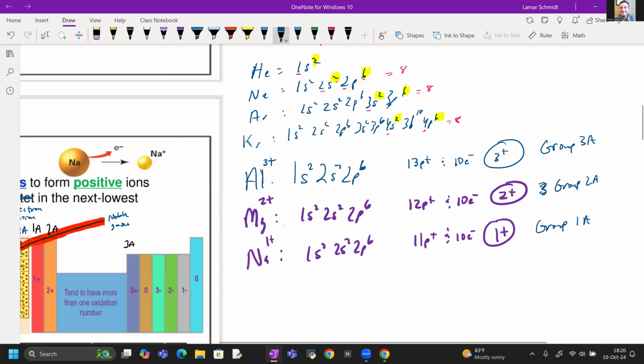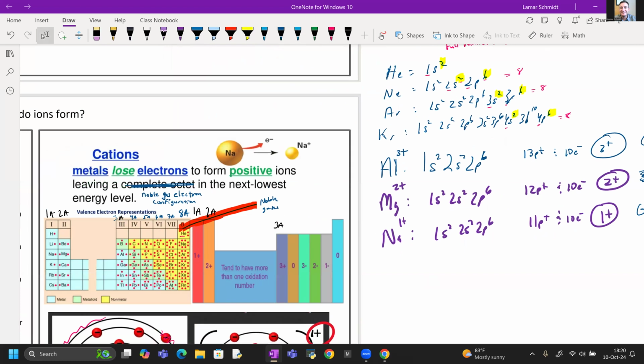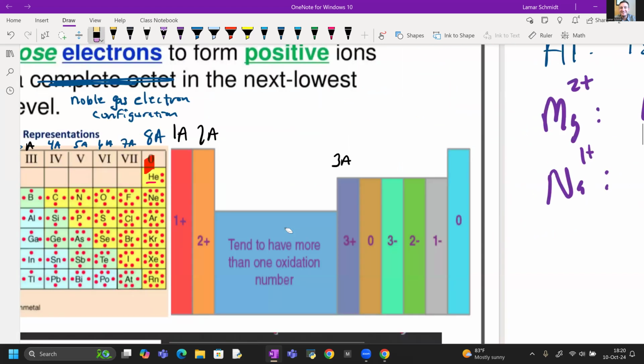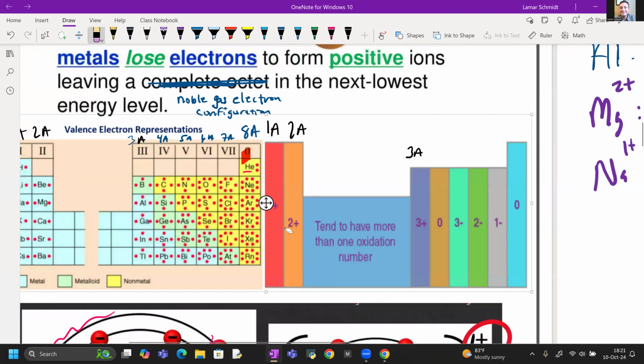So can we make some generalizations here? Absolutely. So we can see even from this chart here that group 1A, they are going to form a 1 plus charge, and then 2A forms a 2 plus charge, and then 3A, they form a 3 plus charge. Any elements in those groups will form those charges.